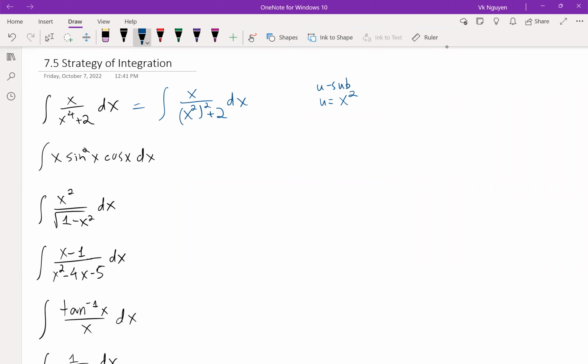Integral of x sine squared x cosine x dx. We know how to integrate sine squared x cosine x dx. So that can be dv, the remaining part is u, so u dv, integration by parts.